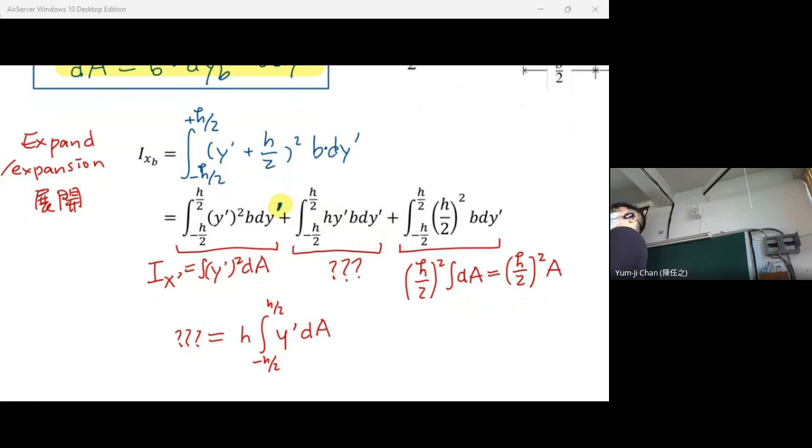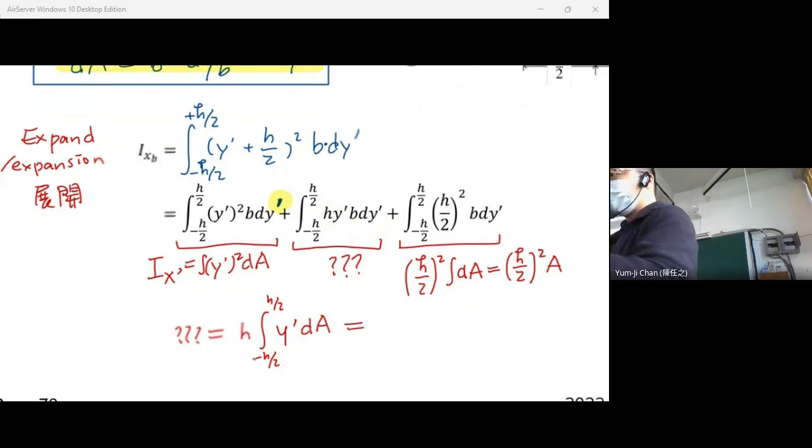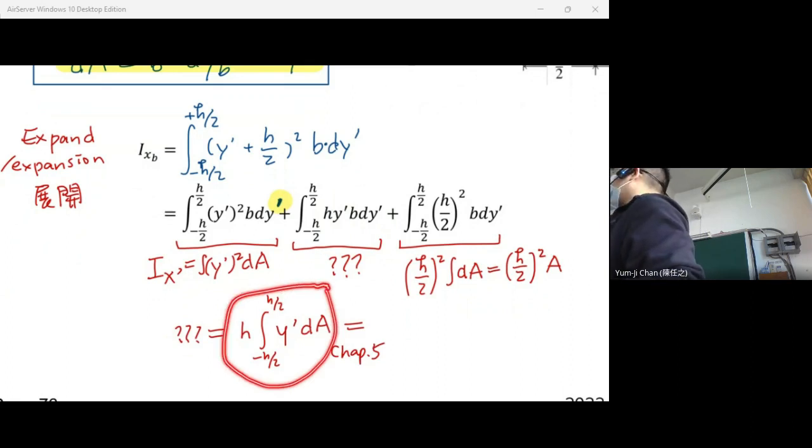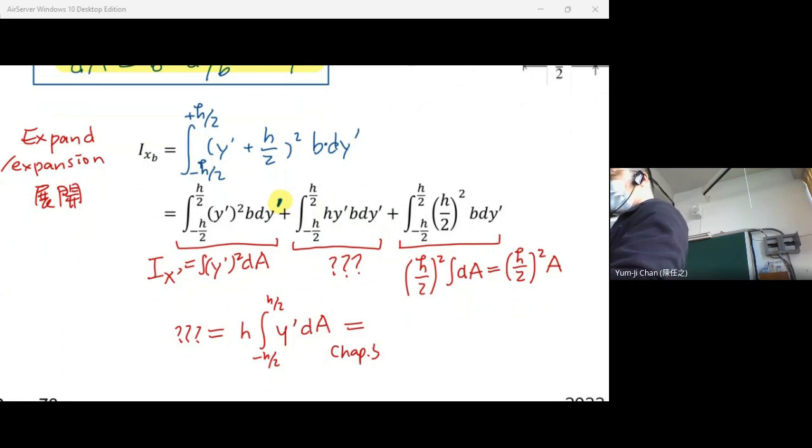So how can we move on from here? Can we simplify this using what we learned in chapter 5? The answer is yes. This one is equal to h times y bar times A prime.